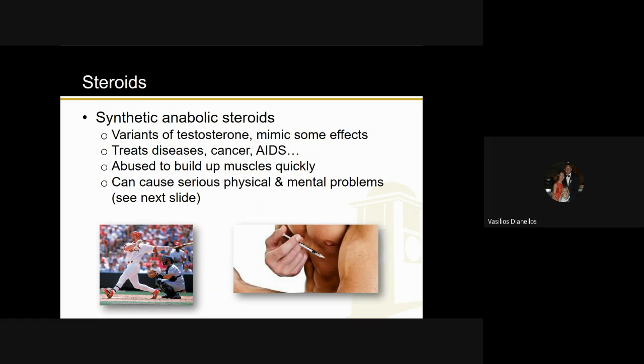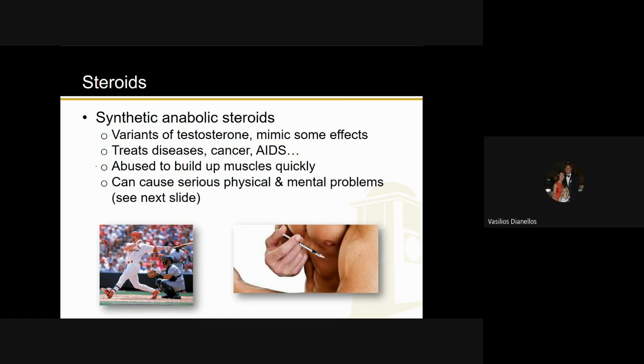There are some good uses for them, which is why they exist in the first place. They treat diseases, basically some diseases that would waste away your muscles, or waste away even other cells. Synthetic anabolic steroids would help combat that. Even things like poison ivy. I don't know if you guys have ever gotten poison ivy really, really badly, and they gave you a steroid pack. And that's why. But anyway, so those are good uses.